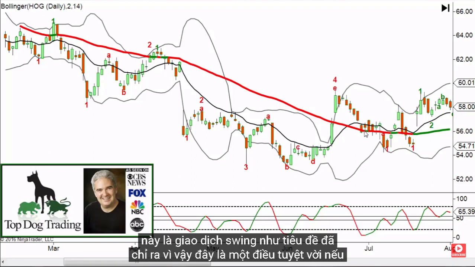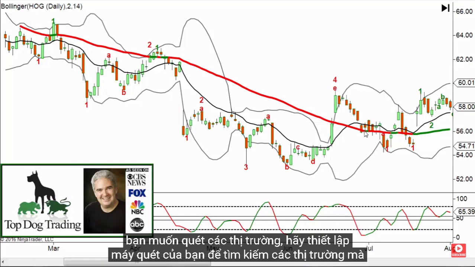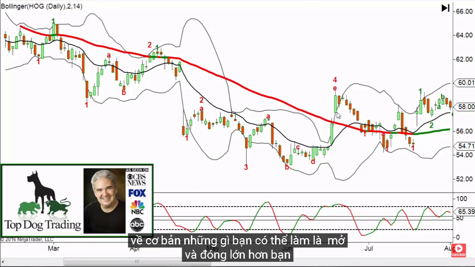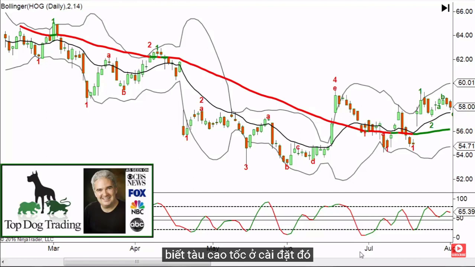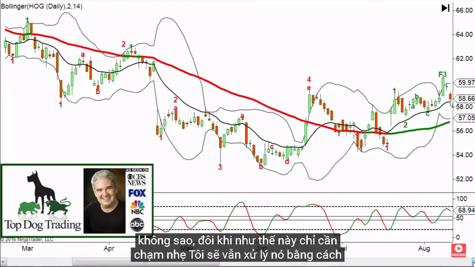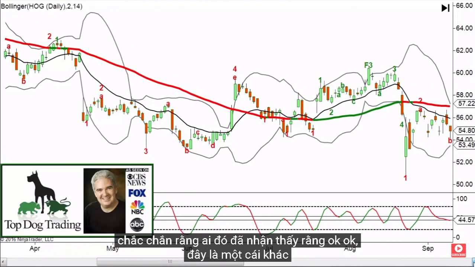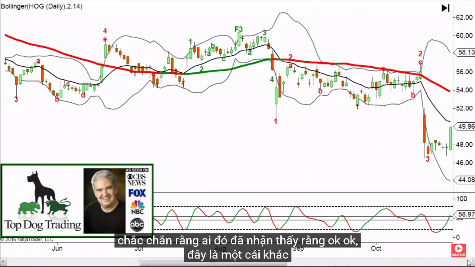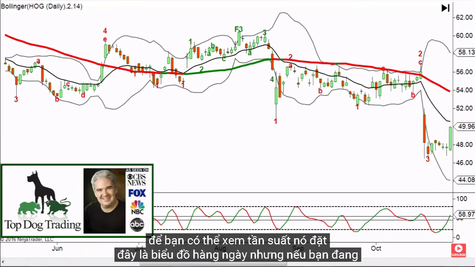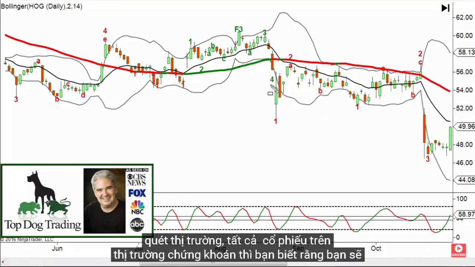So this is a great thing if you want to scan for markets. Set up your scanner to look for markets where basically the open and close is greater than the Bollinger Band at that setting. Sometimes like this, if it's just barely touching, I'll still take it, by the way. I'm sure there's somebody who noticed that. Okay, here's another one. So you can see about how often it sets up. This is a daily chart. But if you're scanning the market, all the stocks in the stock market, then you'll find a bunch of these.